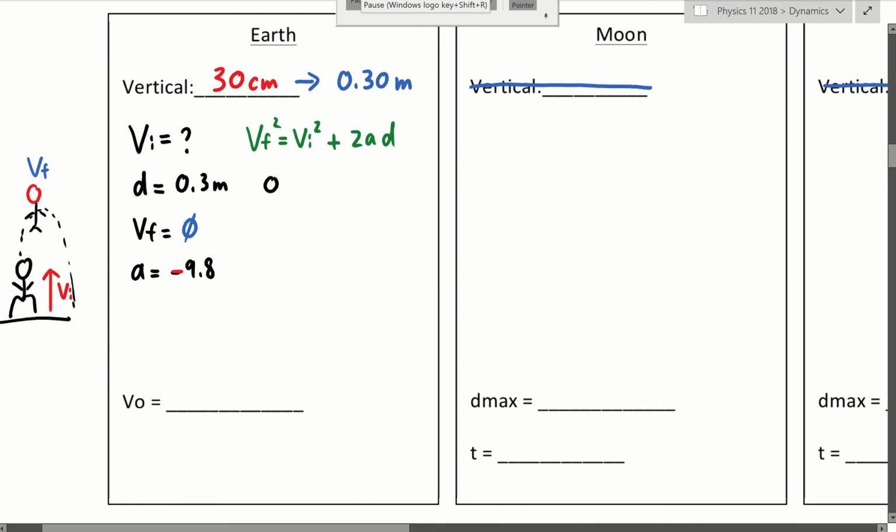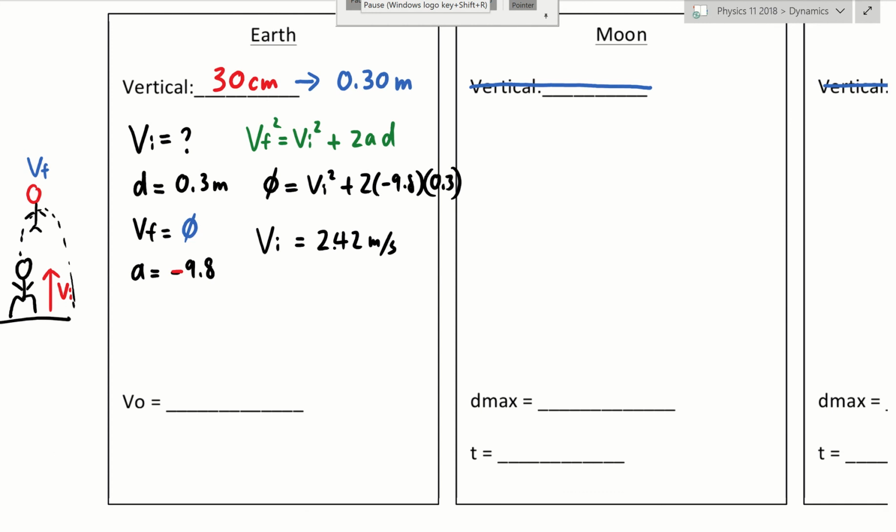Okay, so I want v initial. Now v final is 0, so that takes care of this. V initial squared equals 2 times acceleration, negative 9.8, times displacement, 0.3. Okay, now if I put that in the calculator, do a square root, do all this crazy stuff, I'm going to get a v initial of approximately 2.42 meters per second. So that's how fast my initial takeoff speed is when I'm on Earth.